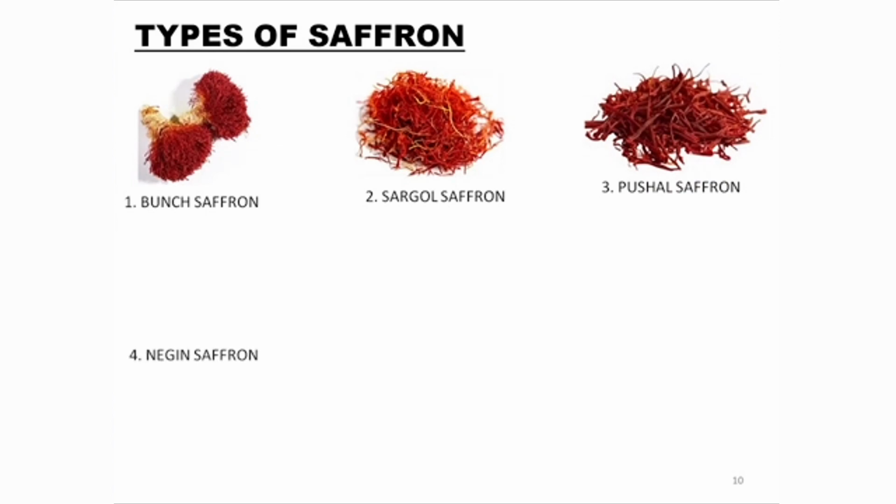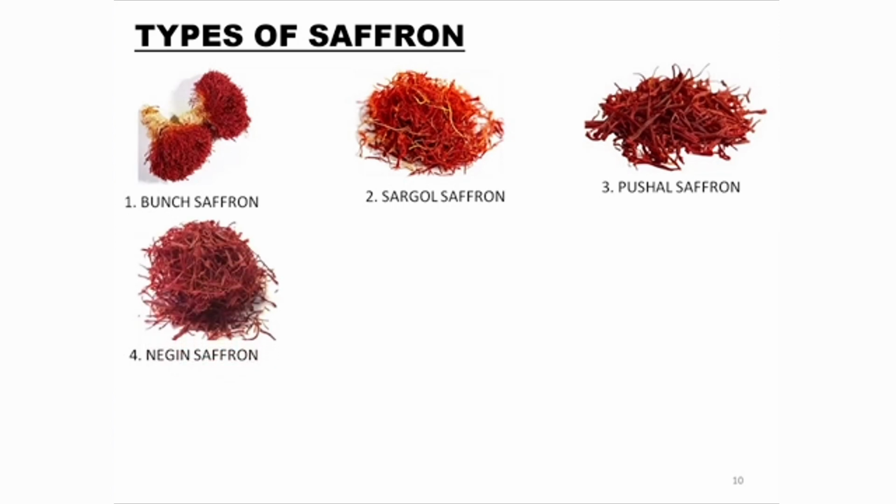The fourth one is the nagging saffron. So in nagging saffron, we see the structure of the nagging saffron. Generally, this type of saffron has beautiful color and shape, and also it has a great smell. And generally, this kind of saffron looks better and costs more than the sargol saffron.